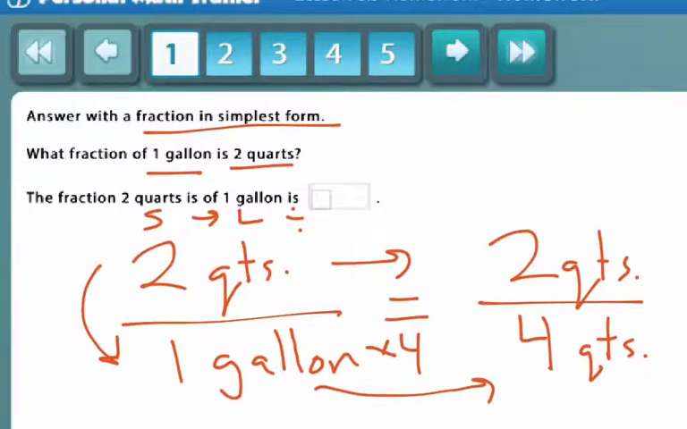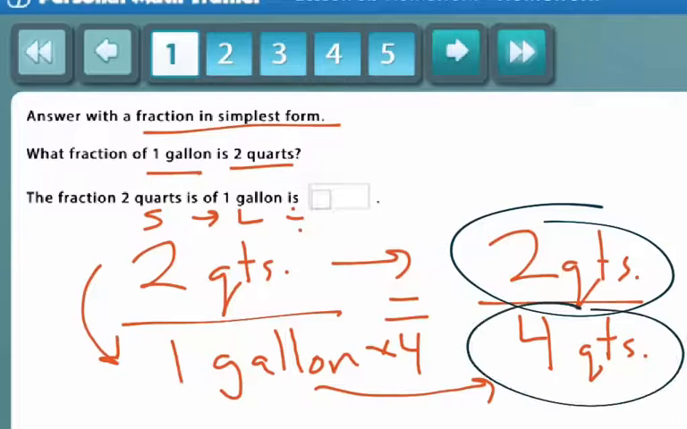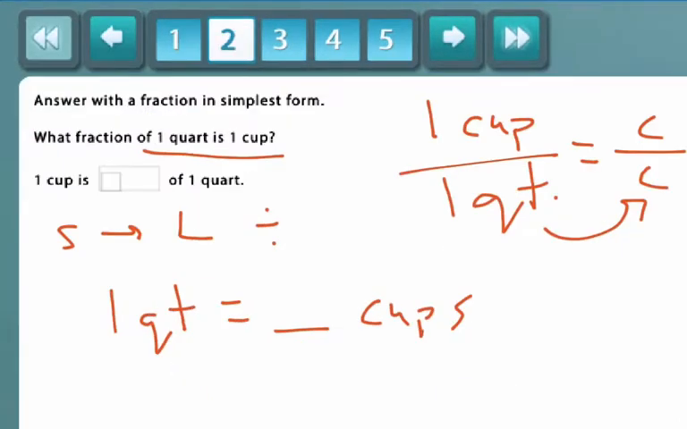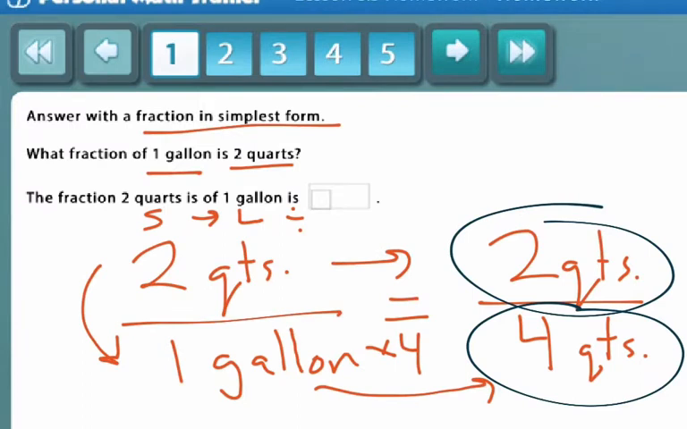And if you remember, there are 4 quarts in a gallon. So what I did is I did an equivalent fraction, both with quarts on top and bottom. So 2 quarts is 2 quarts, and 1 gallon is 4 quarts. Well, you can see that it's 2/4 of a gallon, or you can simplify that to 1/2. So 2 quarts is 1/2 of a gallon.